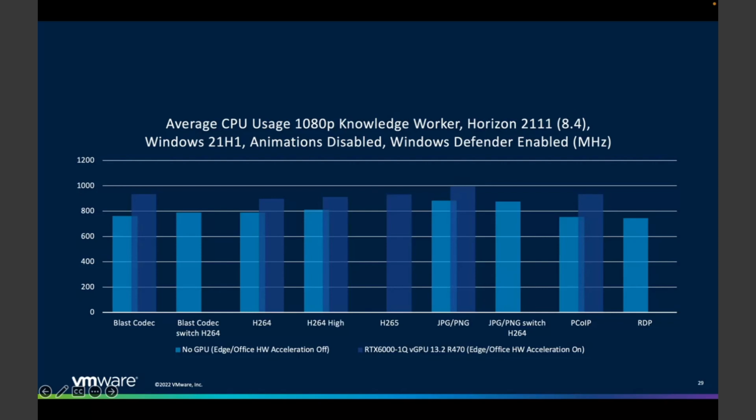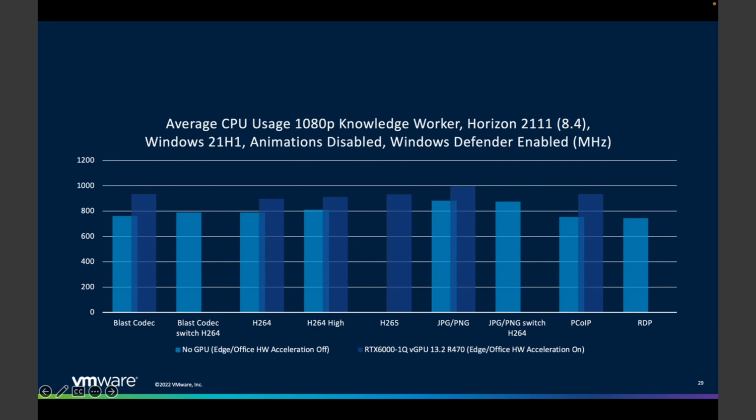What you see in here is, in the light blue, I've got no GPU, and in the darker blue, I have a GPU. Not all cases support a GPU, so that's why they don't all have the darker blue one next to it, but the ones that do are listed here. And what you can see is that there's a higher CPU usage when you add a GPU. And that means that your density goes down.